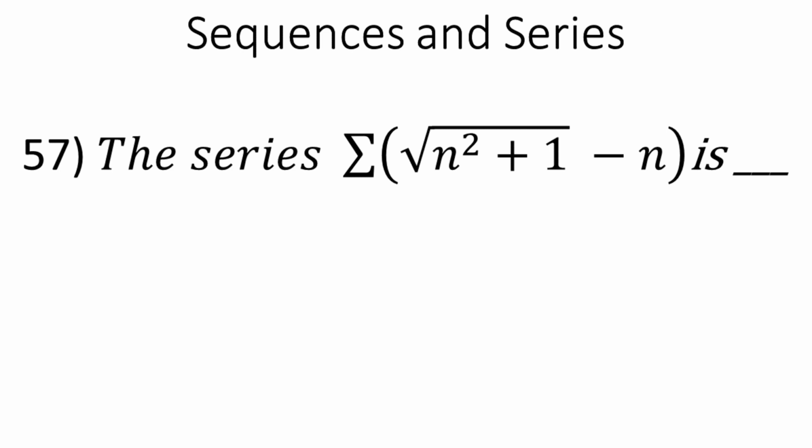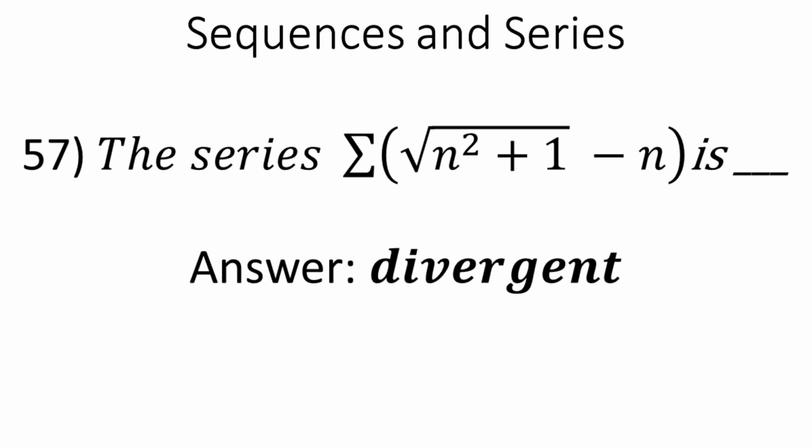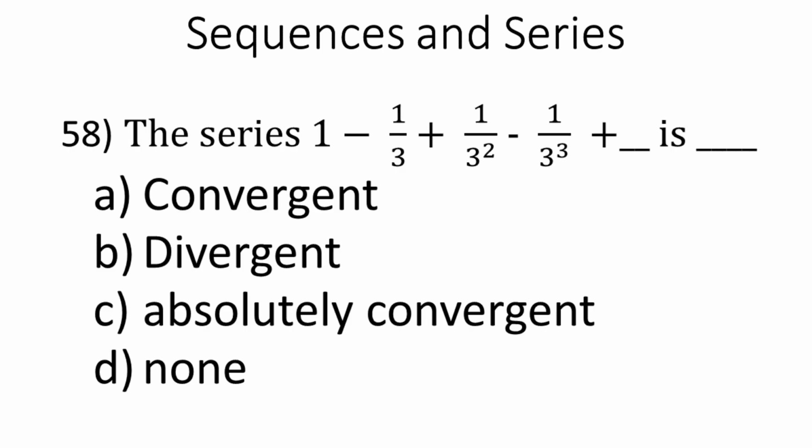Question number 57. The series sigma root n square plus 1 minus n is dash. In this type of questions, we must write the conjugate and simplify. Finally, we will apply the appropriate theorems, and therefore the answer is divergent. Here we use the comparison test. Okay, answer is divergent.